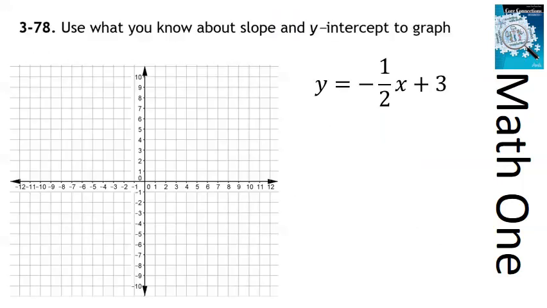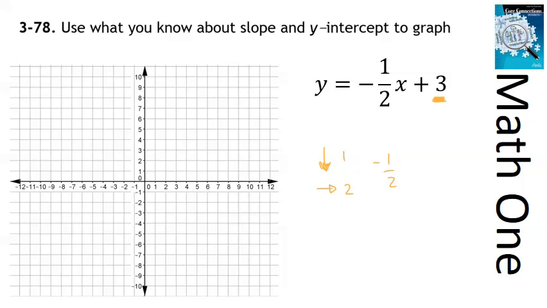Use what you know about slope and y-intercept to graph y equals -1/2 x plus 3. So I'm just looking at it and using my information about slope and y-intercept. For this particular equation, I have a slope pattern of down 1 unit, and then to the right 2 units, right? That's why it's -1 over 2. And this has a y-intercept that's located at 3. So this is where I'm beginning.